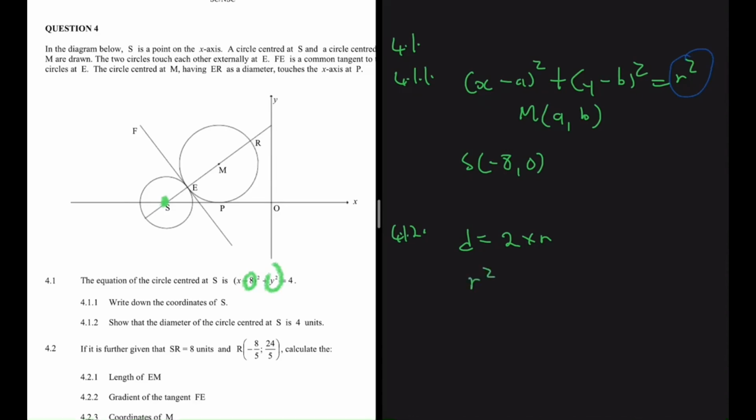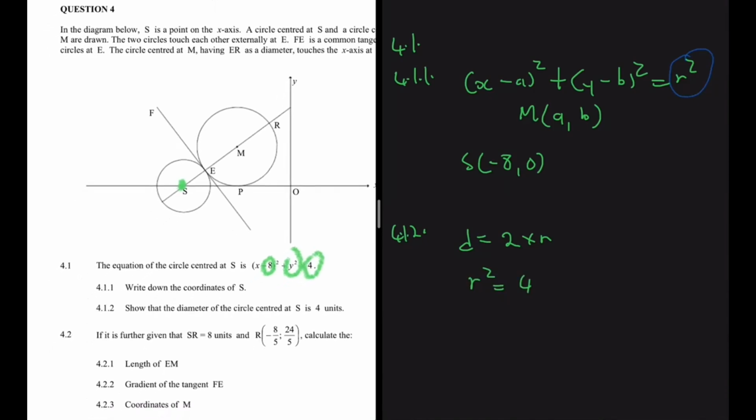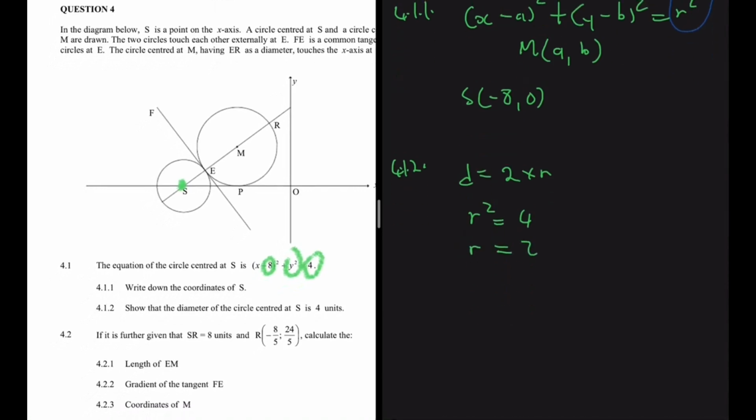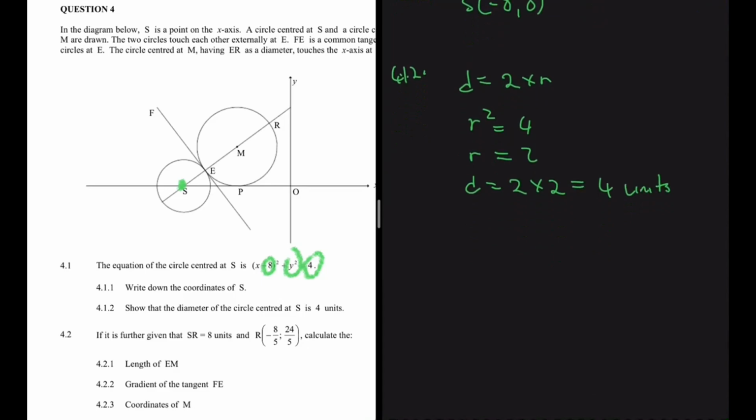So r squared is equal to 4. Here it is, right here, right? So we say r will be equal to 2. We take square roots on both sides, right? So d, the diameter, will be equal to 2 multiplied by r, which is 2, and this is all equal to 4. So the diameter is equal to 4 units, and that's exactly what we are asked to show. Now let's move to 4.2.